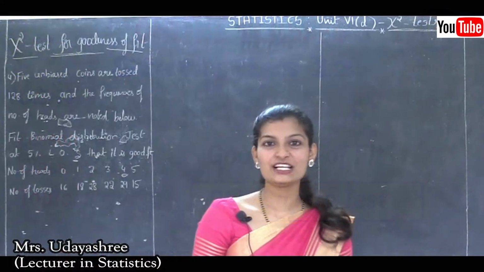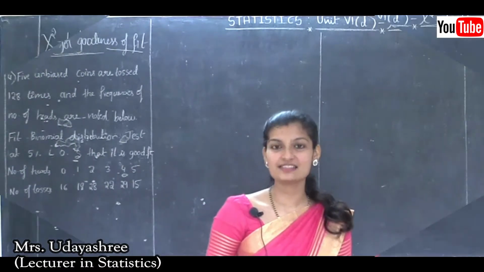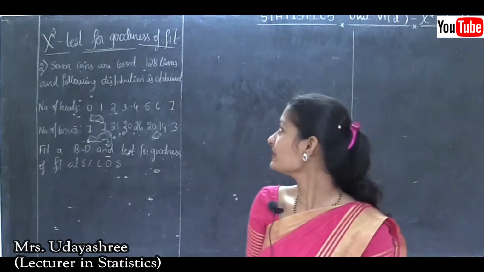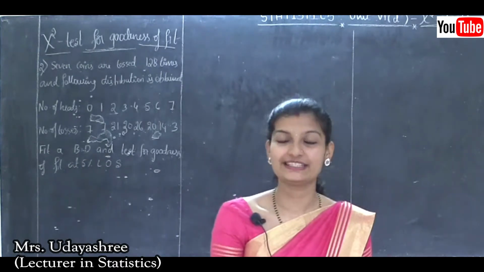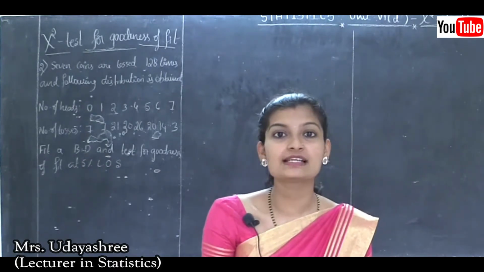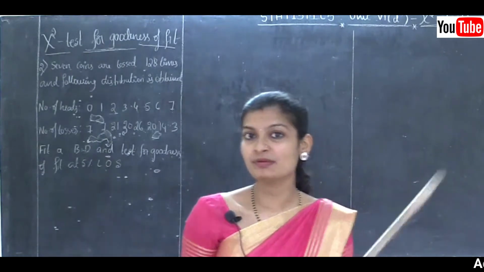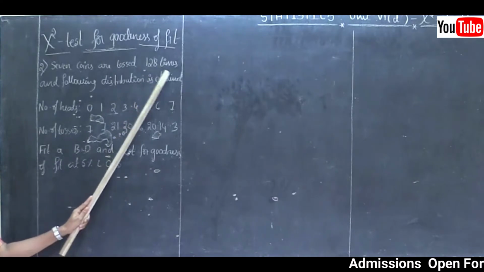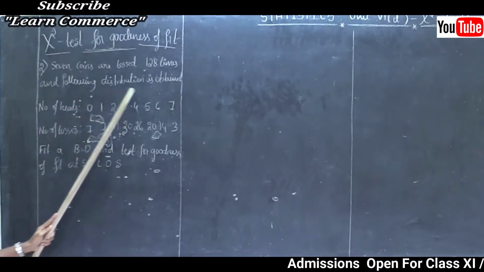Hello everyone, welcome to second PUC Statistics online classes. In the previous class we had discussed problem number 1 on the topic chi-square test for goodness of fit. In this class we are going to discuss the remaining problems. In problem number 2, 7 coins are tossed 128 times and the following distribution is obtained.